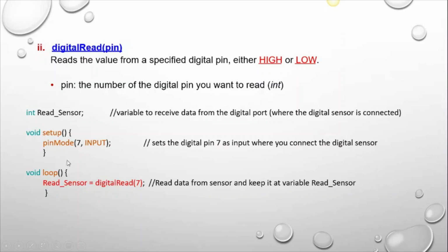Pin 7. So in your loop function, when you want to read the data at pin 7, you have to use this variable, which you declare as an integer read sensor, and you make it equal to digital read 7. So it will read data at port number 7. Any data that it receives from port 7, it will save into this variable. That's why when you use digital read, you must have one variable that you declare as an integer, because it wants to save the data that you receive from this port.